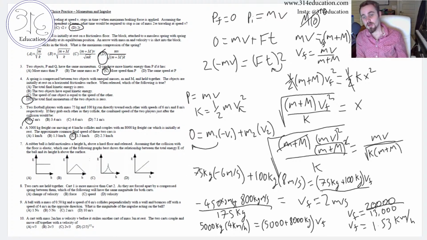Oh, well, 7 we actually probably don't, because 7 is a graph problem. So we have a rubber ball held motionless at a height h0 above a hardwood floor and then released, assuming that the collision with the floor is elastic. So this tells us that we expect all of our kinetic energy to be conserved. Which of the following graphs best shows the relationship between the total energy of the ball and its height above the surface? Well, this is kind of an energy problem, isn't it?